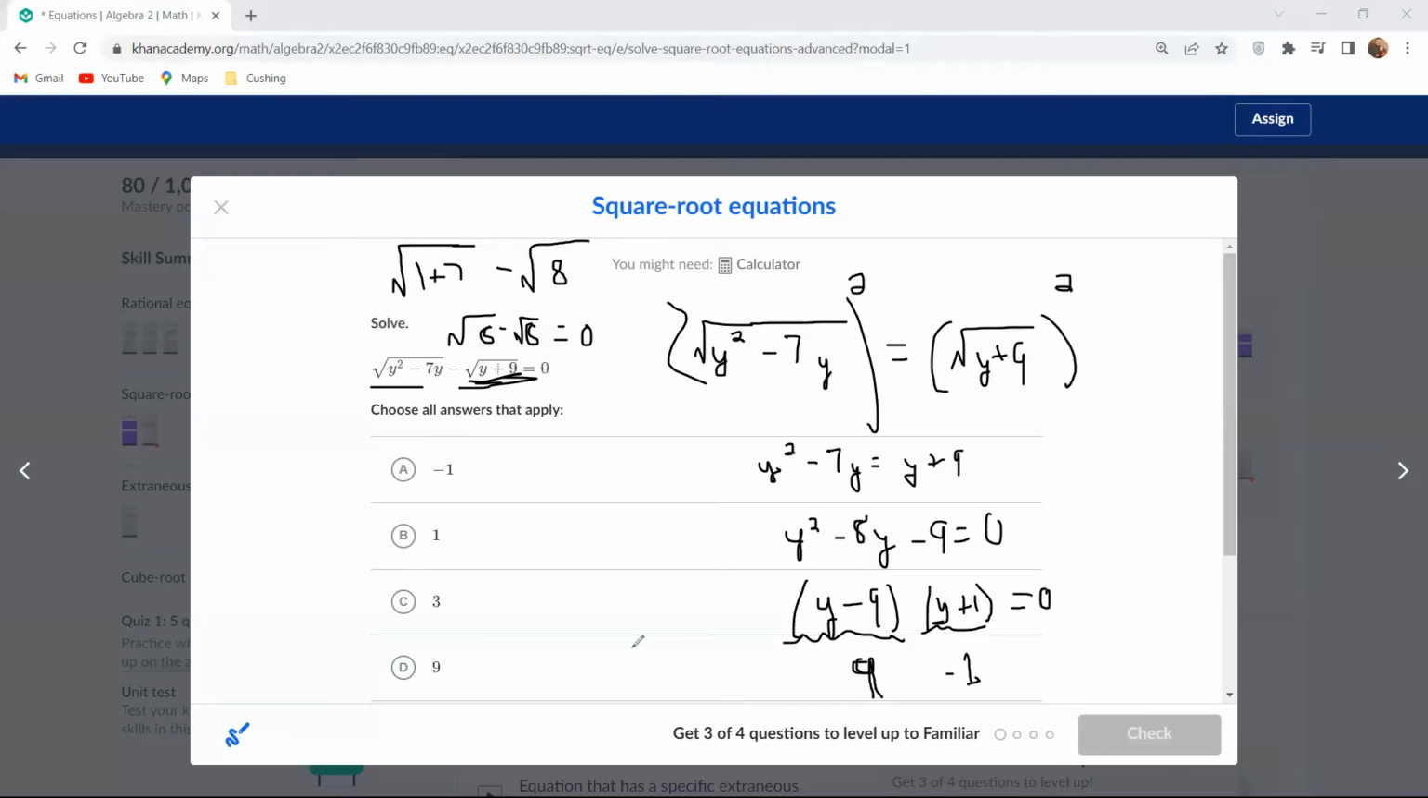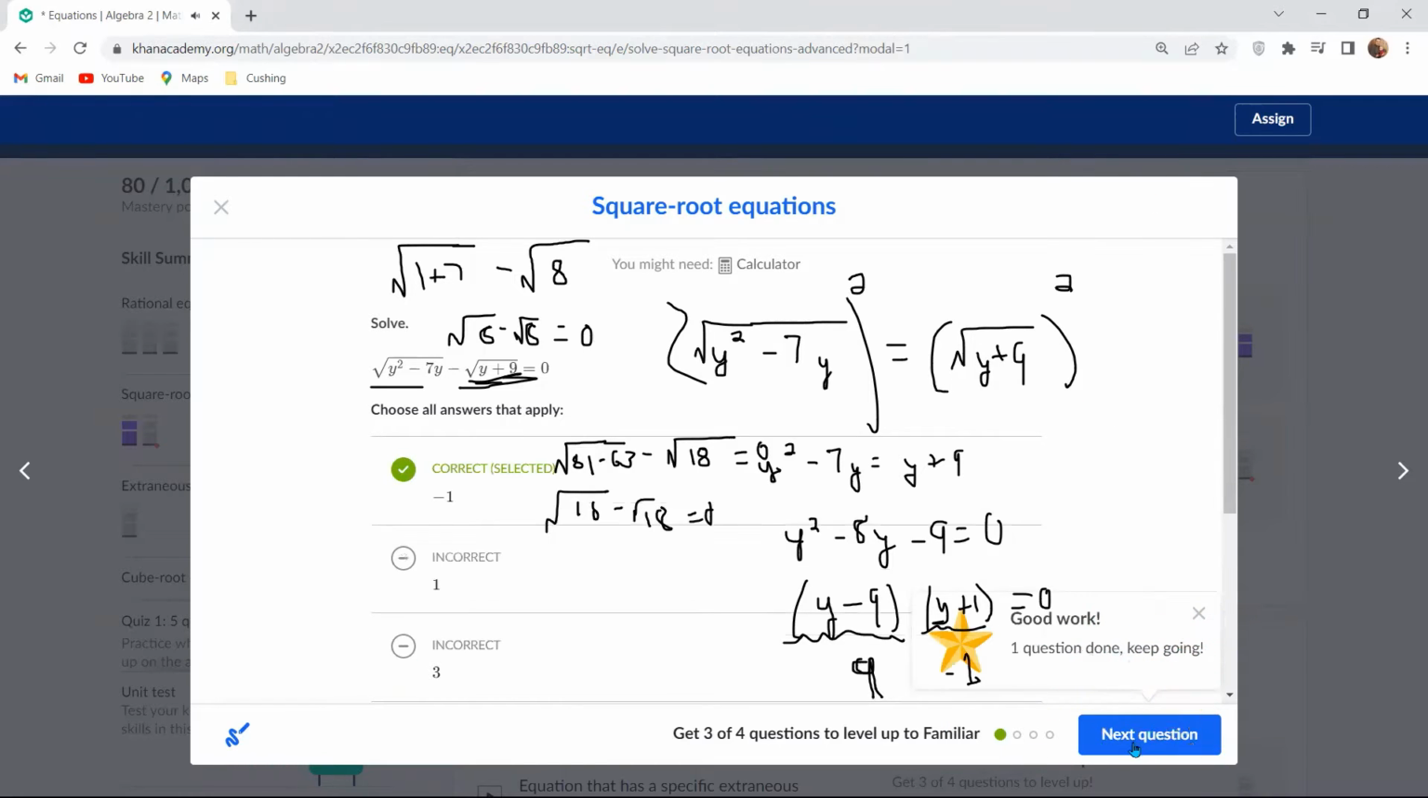I like that one. Let's try 9. So if I plug that in, I'm going to get the square root of 81 minus 63 minus the square root of 9 plus 9, which is 18. So this has got to equal 18. And it does. Square root of 18 minus square root of 18, and that equals 0. So I like both those answers. So hopefully they both work for us. Let's check them. Negative 1 and 9, and got it.